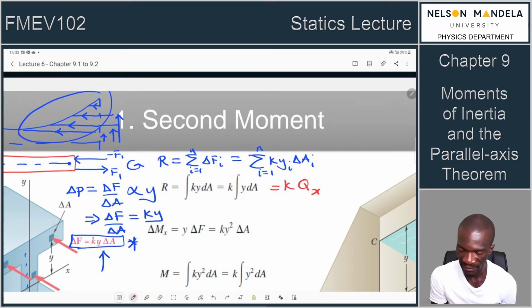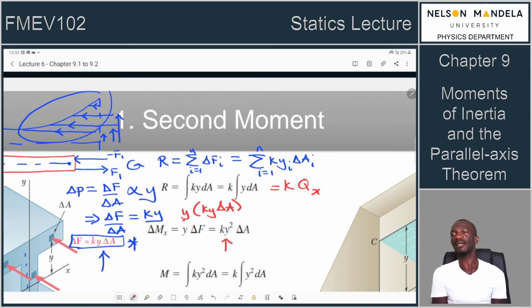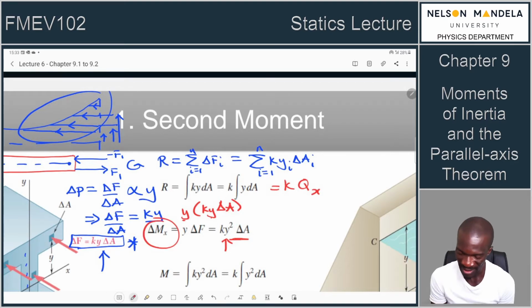So now we have y multiplied by Ky delta A, giving us two y's which square. That's why we have Ky squared multiplied by delta A. So in other words, we found a moment of the first moment. We found a moment of the first moment.